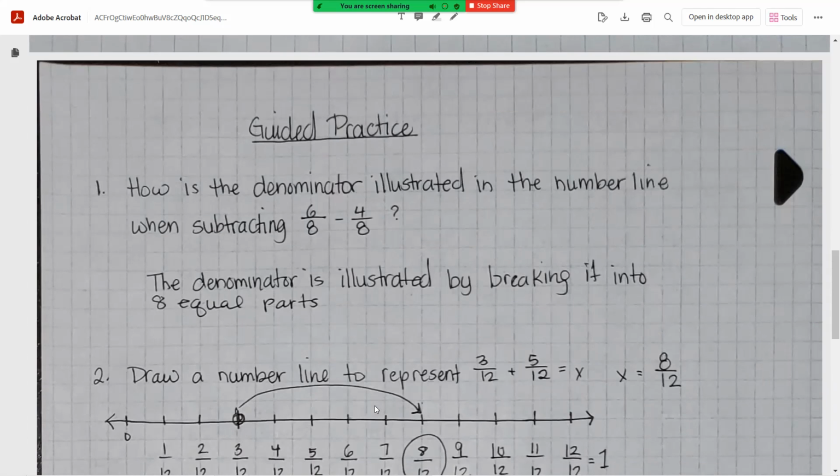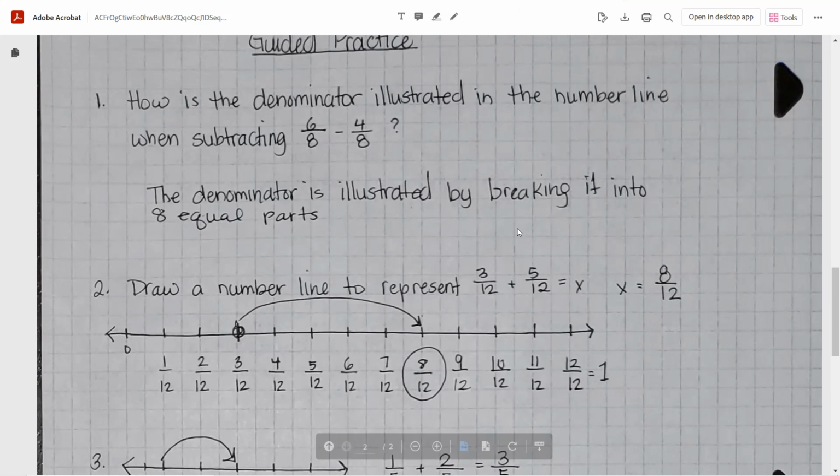Let's take a look at our guided practice together. Number 1 says, how is the denominator illustrated in the number line when subtracting 6/8 minus 4/8? So remember, we just talked about this. Your denominator tells you how many pieces you're breaking your number line into. How many equal parts are there in your whole? So if I'm working with 8s, that means my number line needs to be broken up into 8 equal parts.